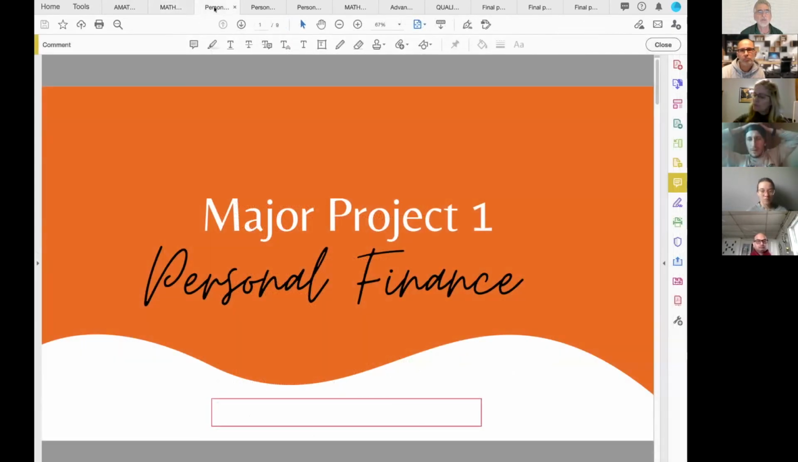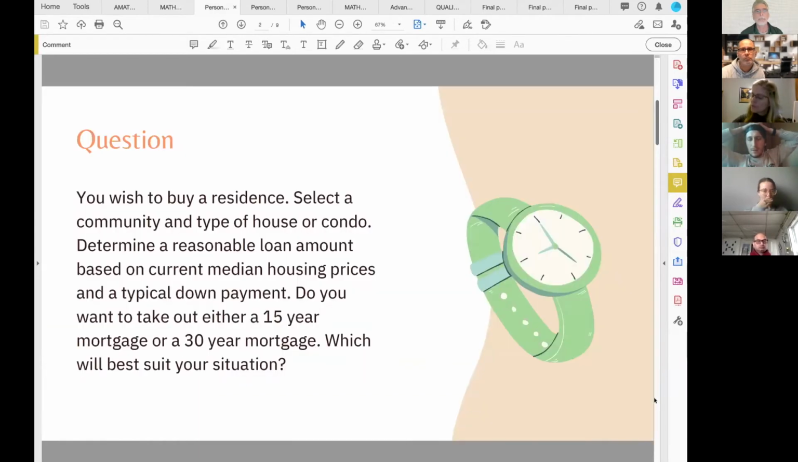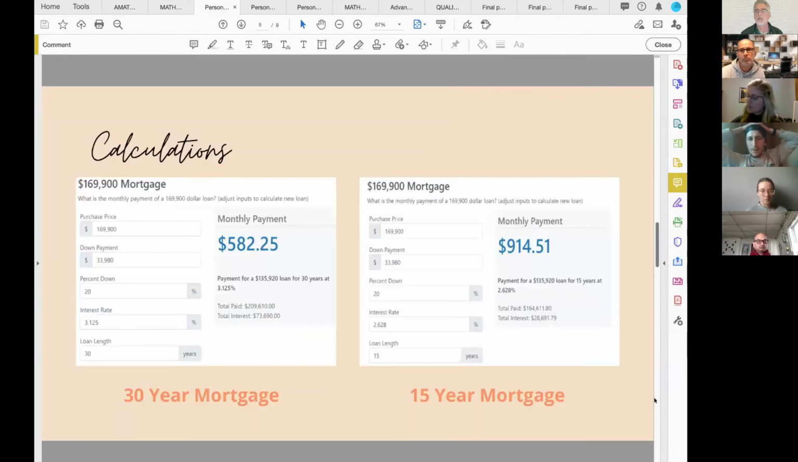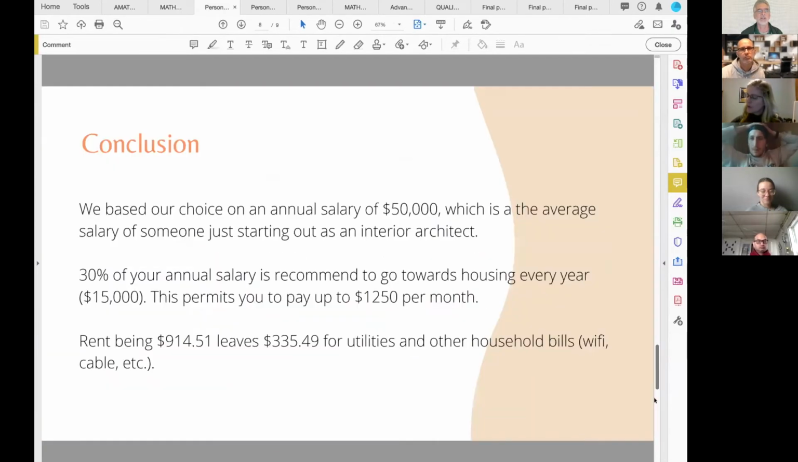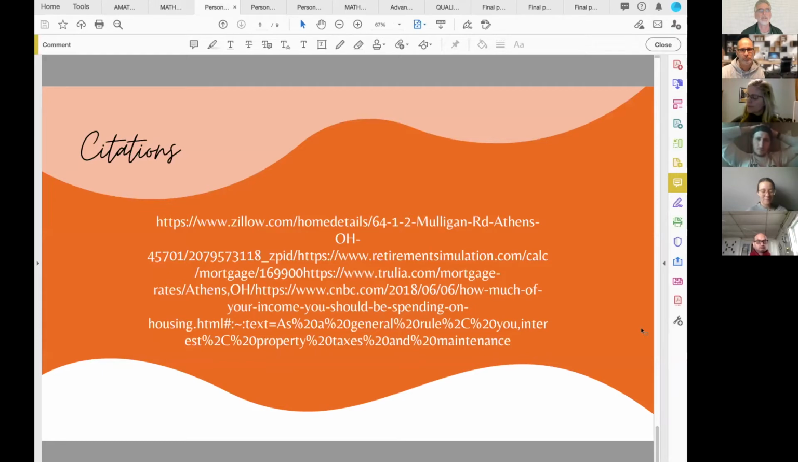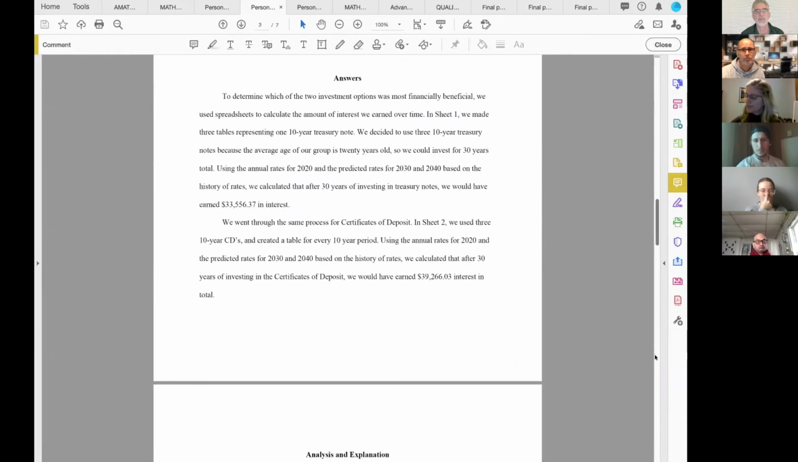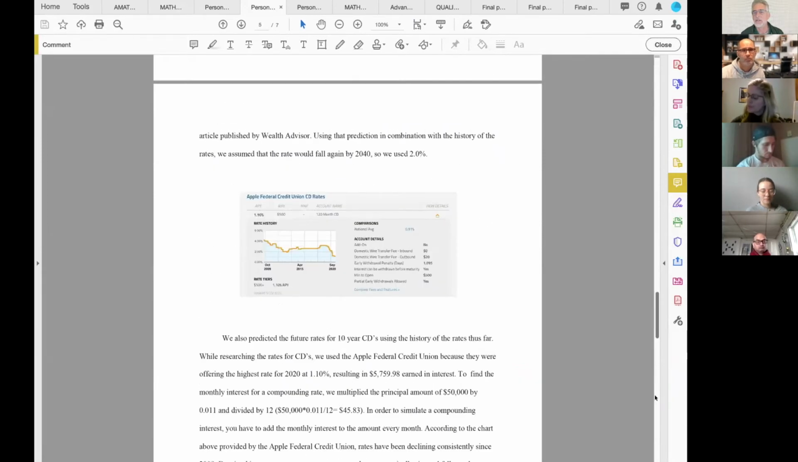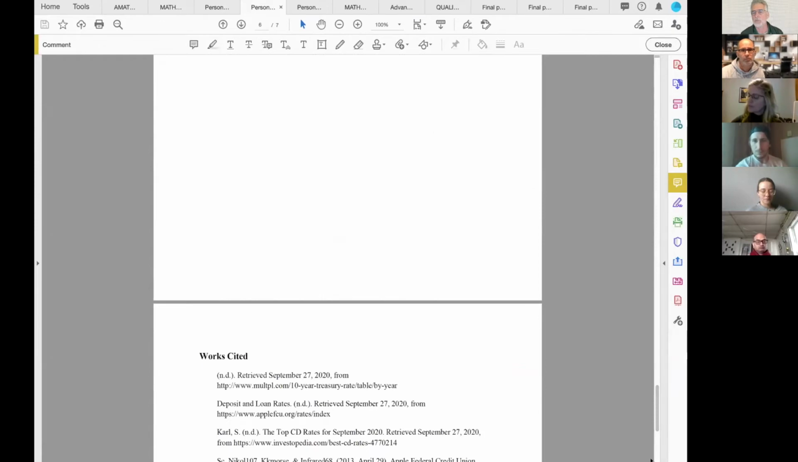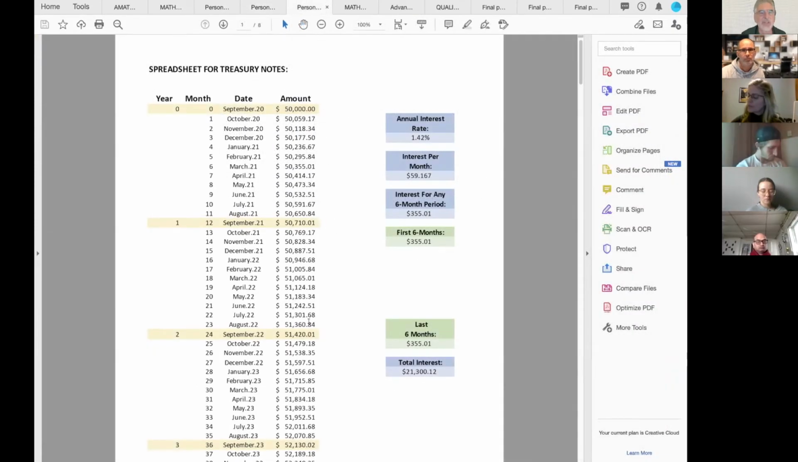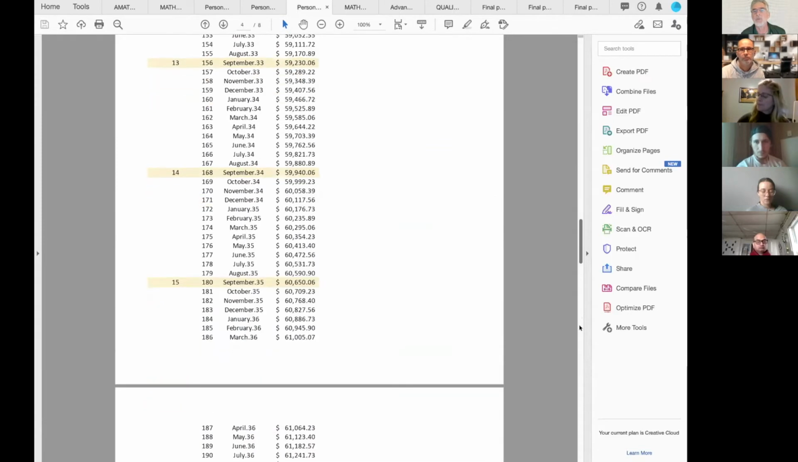So I wanted to show you just a couple of examples of student work. This is from an early project, right? This is their first major project. This was one of the nicer presentations on the financial project. For the written report, one of the options was to do treasury notes versus certificates of deposit. And here is what our written report looks like. They actually had to turn in a spreadsheet in addition to their written report. And this is the spreadsheet from one of the groups, which shows what's happened here.